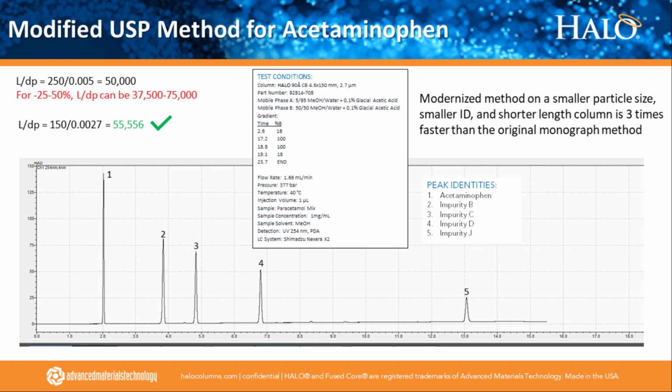We also have looked at a modified USP method for acetaminophen. In this case, the L to DP ratio can be in the range of 37,500 to 75,000. So we used a 2.7 micron column and 150 millimeter dimension for an L to DP of 55,556. So we've modernized this method using a smaller particle size, smaller ID, and shorter length column, and that's giving us 3 times faster separation than the original monograph method.